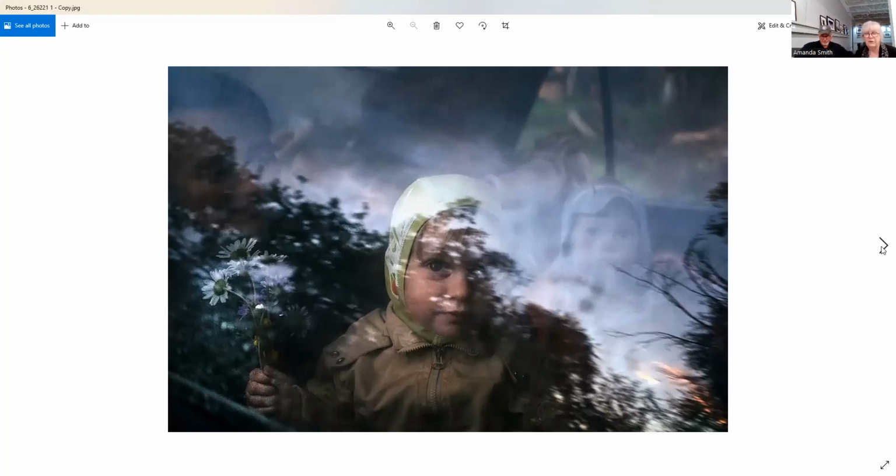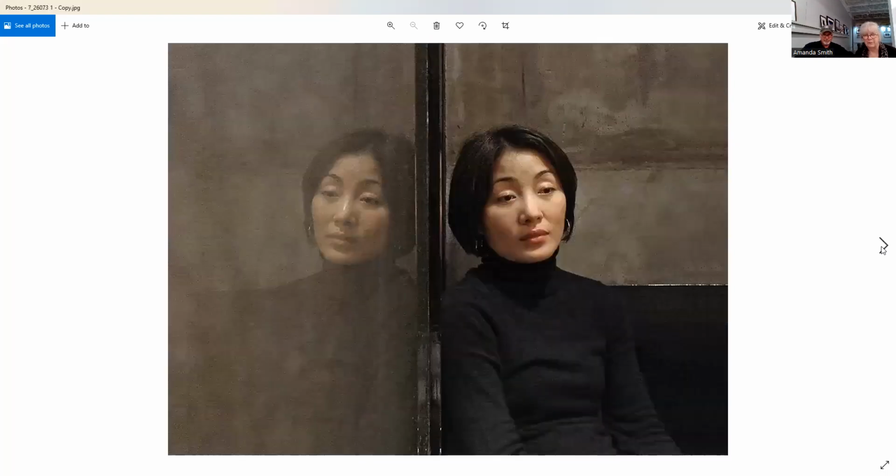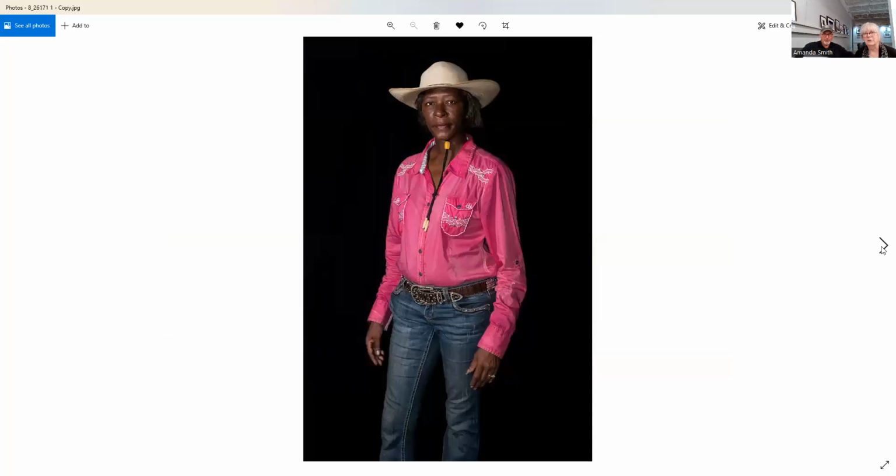Anyway, this is entitled Girl in the Car. It's beautiful. And this is another one by Robert Vanderhilst. And this one is called Chinese Interior Number 13. That's pretty. Yeah, it's gorgeous.